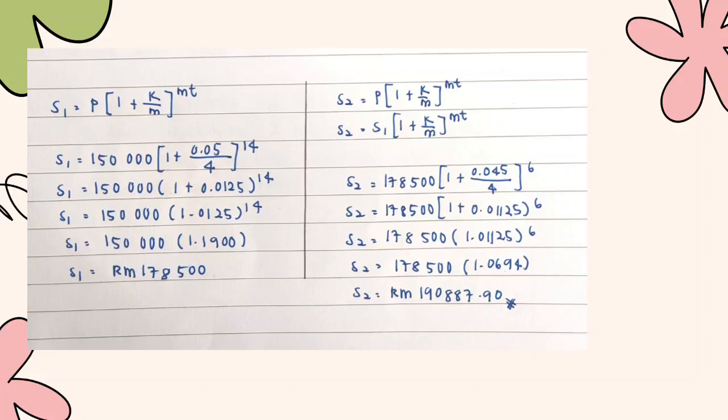And then for phase 2, S2 equals P open bracket 1 plus k over m close bracket to the power of mt. S2 uses S1, because S1 is the one that we calculated before, to replace P. And then open bracket 1 plus k over m close bracket to the power of mt.